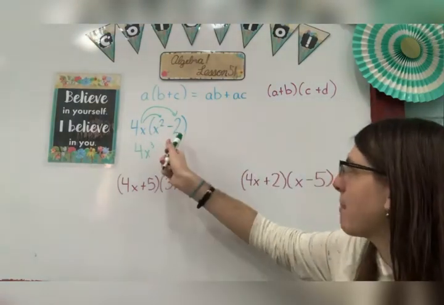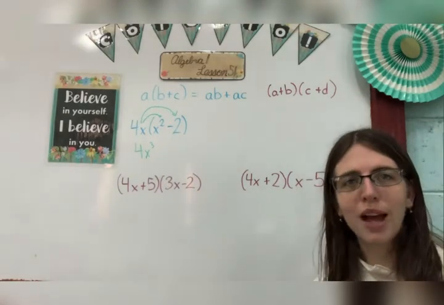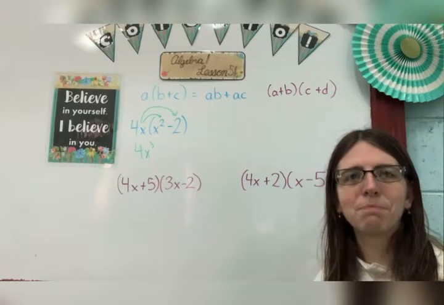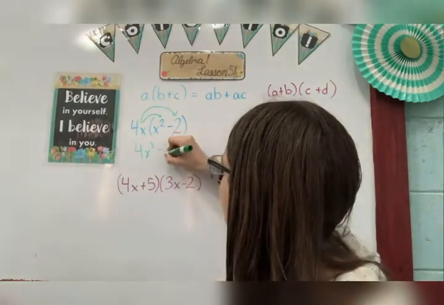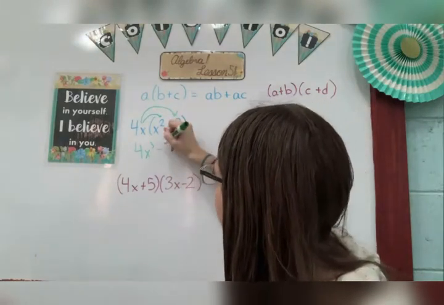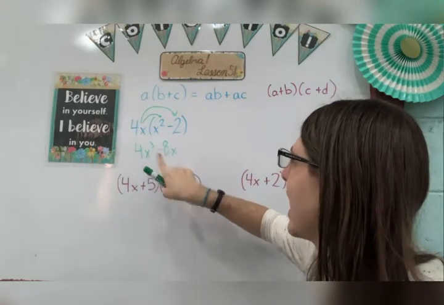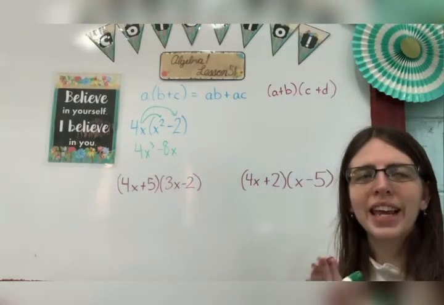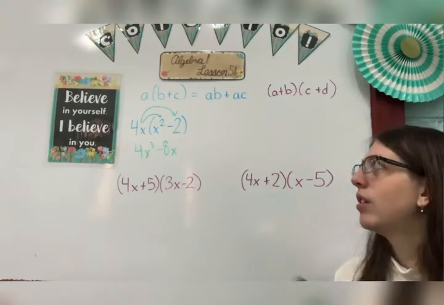Now I multiply it by a negative 2. 4x times negative 2. So for this one, I just multiply my coefficients, my numbers. 4 times negative 2 is negative 8. And then I keep my x. So 4x times negative 2 is negative 8x. And that's my answer, 4x cubed minus 8x. Pretty simple, right?